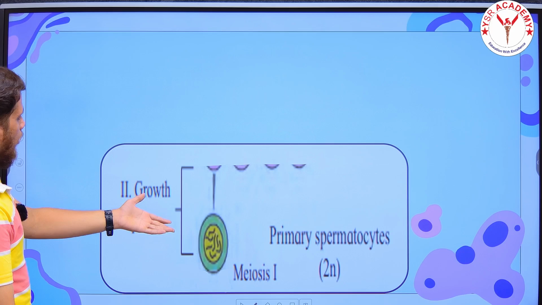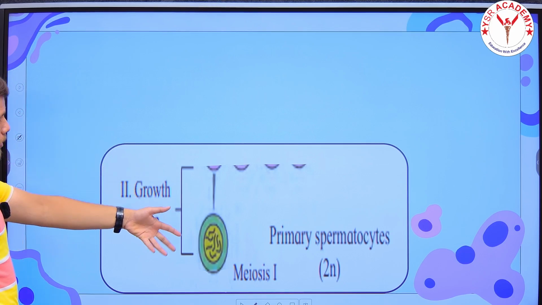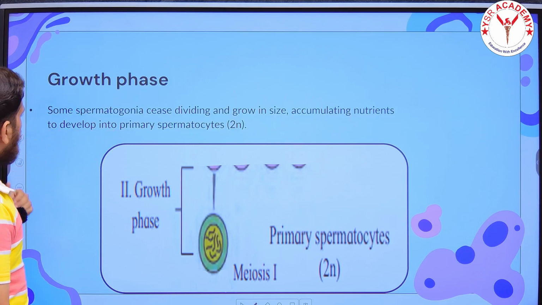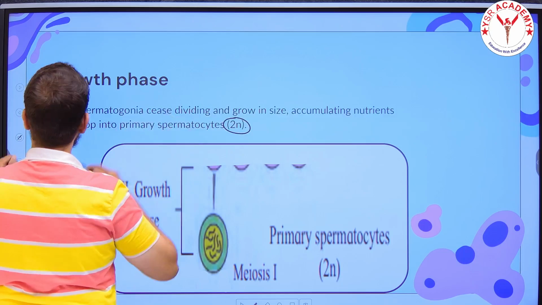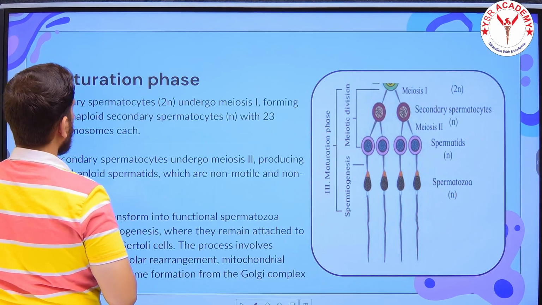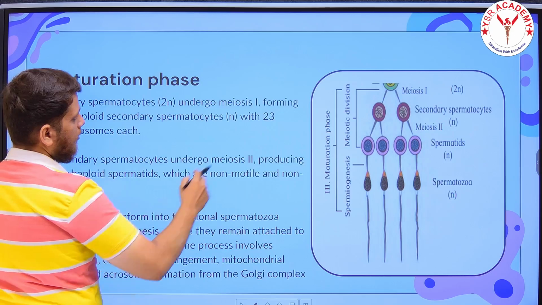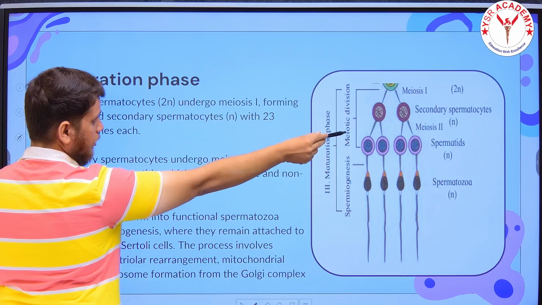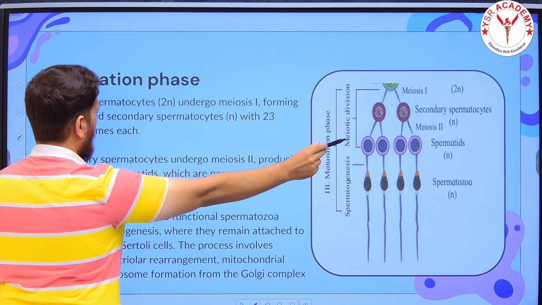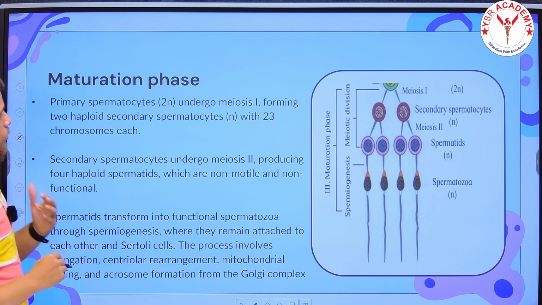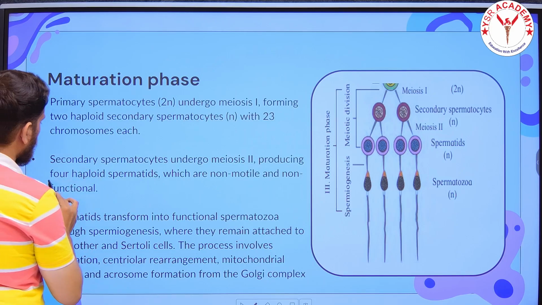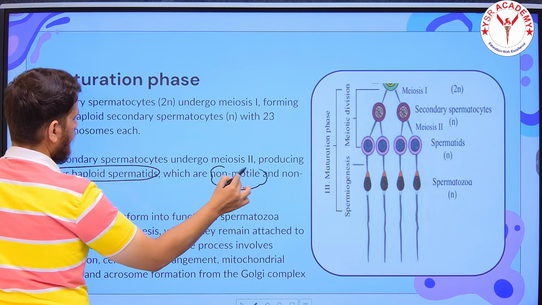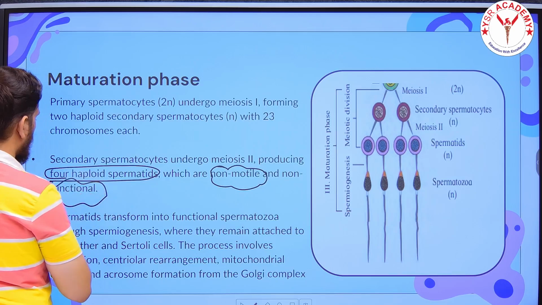Maturation of one of the cells to form primary spermatocyte, which is the growth phase. Again, it will be diploid. We have studied this now. Then finally, the maturation phase, wherein we have primary spermatocyte converting into secondary spermatocyte due to meiosis 1. Fantastic. And meiosis 1 is followed by meiosis 2 and formation of 4 haploid spermatids, which are non-motile and non-functional.